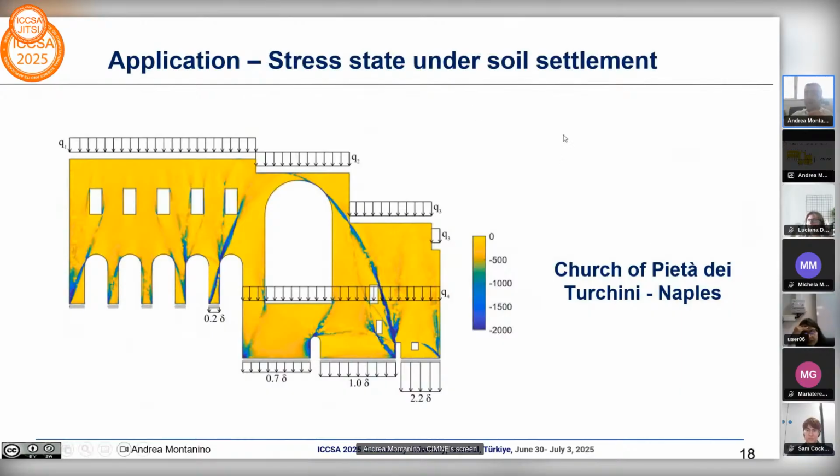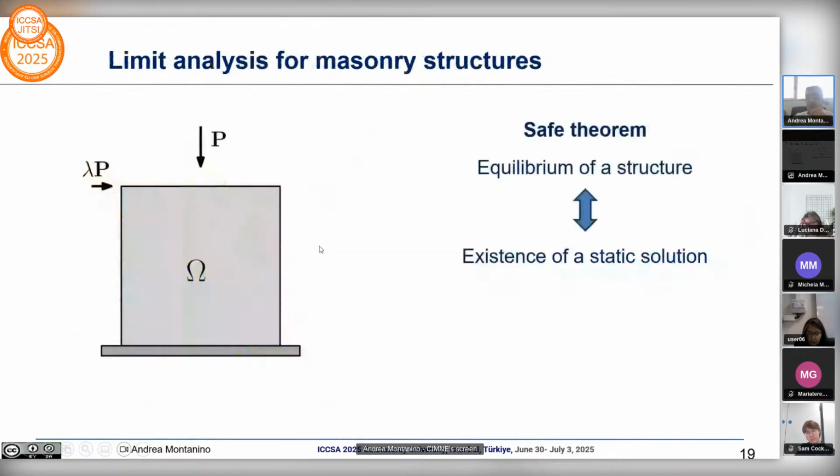Therefore, we can apply this to the minimization of total complementary energy of a structure, in this case, the wall of the church of the Pietà dei Turchini in Naples under soil settlements. And we see that we are able, with this method, to model stress singularities that occur after soil settlements for structures with generic shape. In this case, we have the presence of arches and doors, holes, and so on.